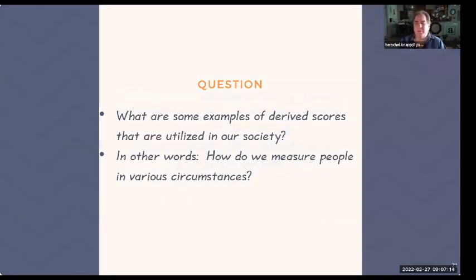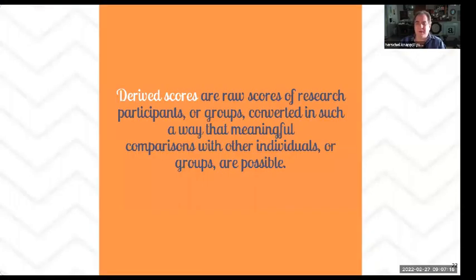So once again, derived scores are the raw scores that the research participants produce, or the groups, and then we convert them in some kind of meaningful way so that we can make block comparisons and understand where they are, what category they are in. Instead of everybody having their own microscore, we can put them into groups like no significant depression, moderate depression, and then all the way up to high risk of suicide.